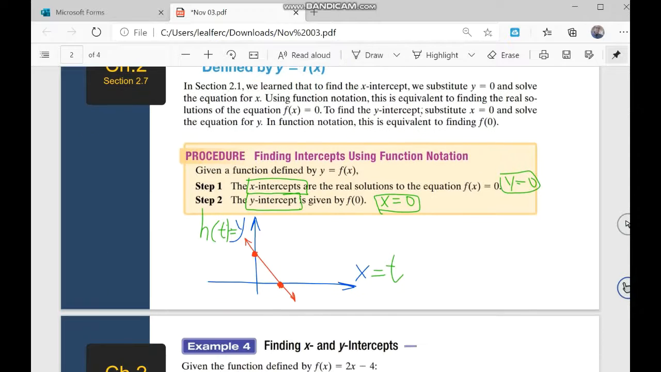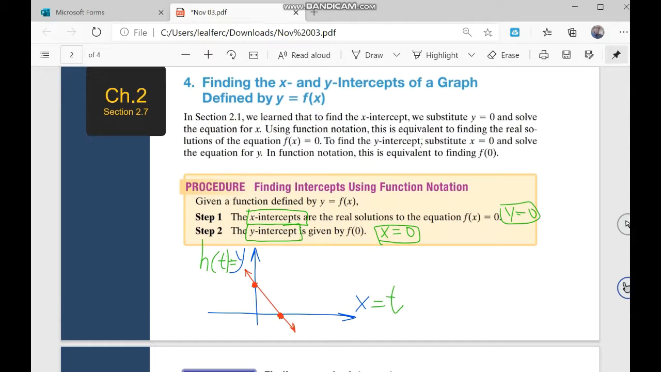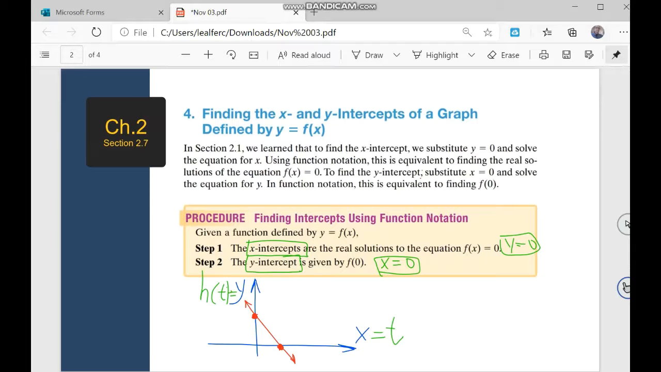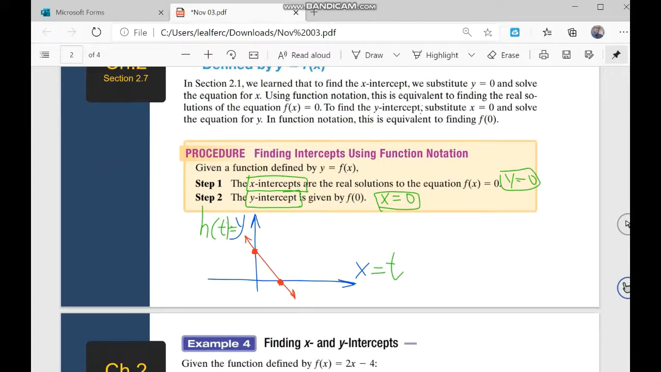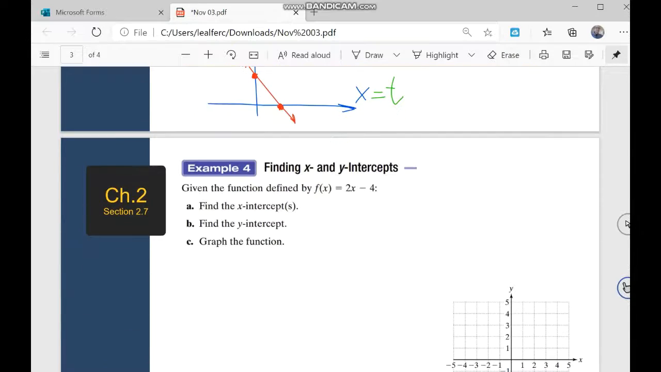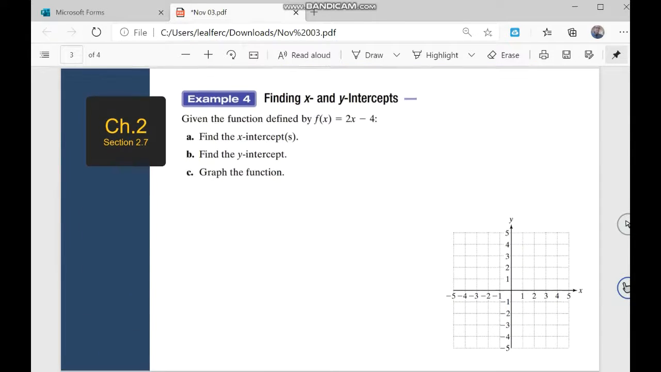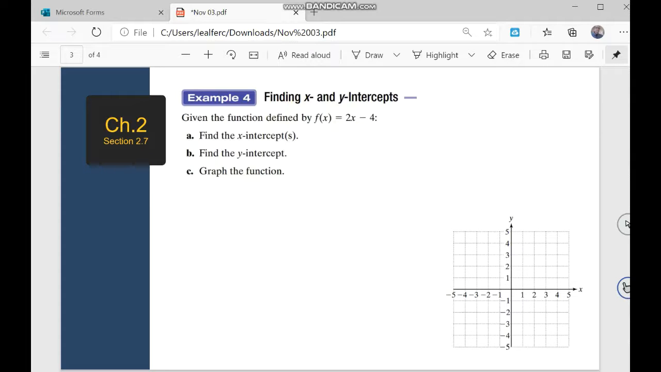Maybe you understand a little bit of this explanation, this procedure, all this text that we have here. But I think you're going to understand much better when we calculate this example here. Check it out. Given the function, the function that we're going to work on in the example is this: f of x equals 2x minus 4. This is the function that we're going to work with, 2x minus 4.